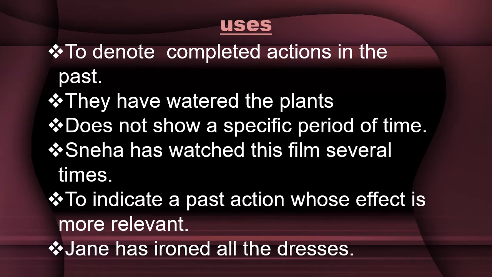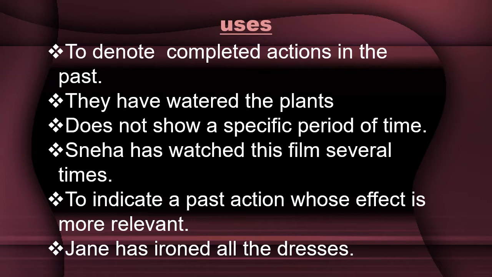Example: They have watered the plants. That action is already done, and it does not show a specific period of time. Sneha has already watched this film several times. That means in the past, the action of watching that movie is already done, but we don't know when exactly that action happened. So the time may or may not be mentioned.